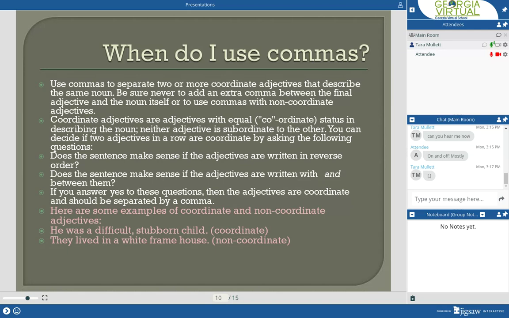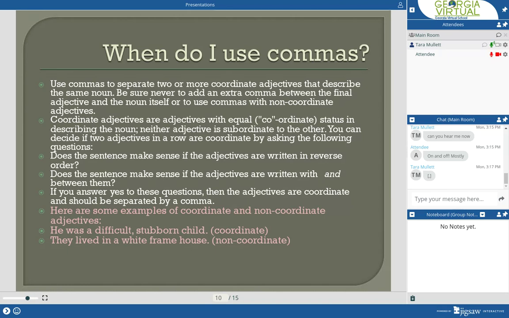The two coordinate, I have trouble with that word, too many O sounds. Difficult and stubborn. Those are two adjectives that are being used to describe the child. So if we test it with the rule, if they can be switched, if you could say stubborn, difficult child, and you can also add an and in between instead of a comma, he was a difficult and stubborn child. Since both of those can happen without changing the meaning of the sentence, that means that these adjectives are coordinate and you can use a comma.